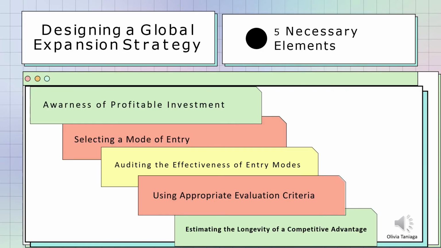The next learning objective is about designing a global expansion strategy. In this topic, there are five important elements of the strategy. The first one is awareness of profitable investment. The second is selecting a mode of entry. The third is auditing the effectiveness of entry modes. The fourth is using appropriate evaluation criteria. And the last one is estimating the longevity of a competitive advantage.